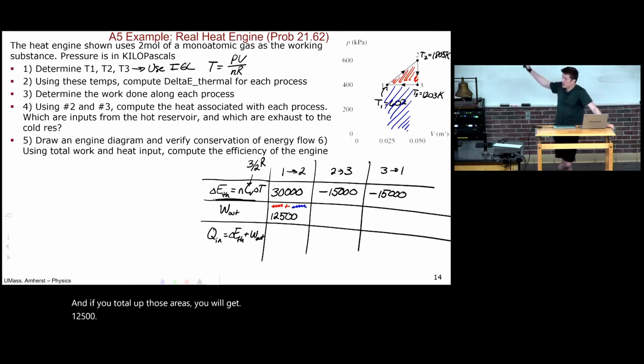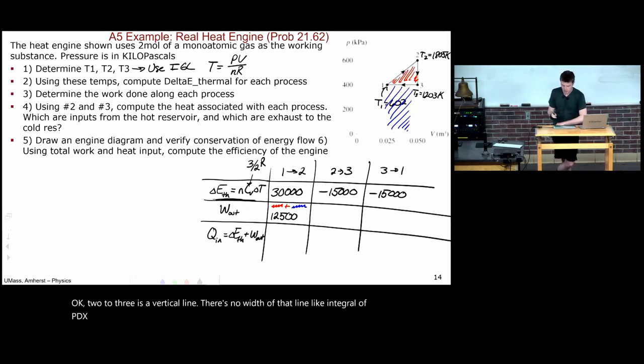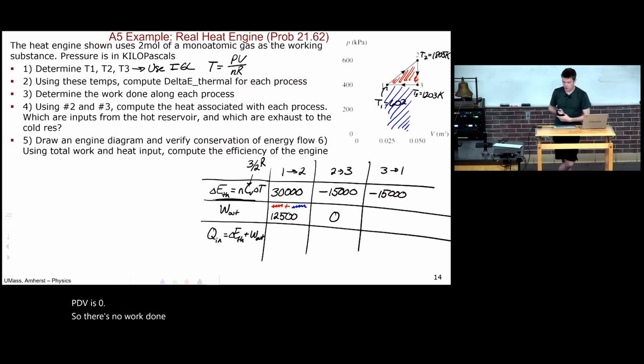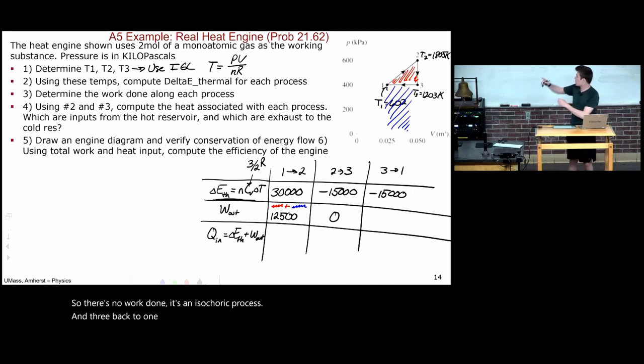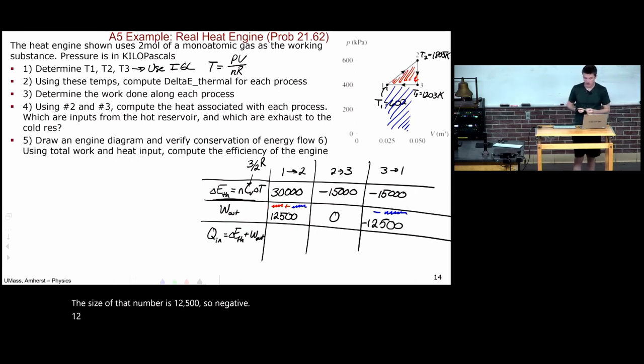Okay, 2 to 3 is a vertical line. There's no width of that line, so the integral of P dV is 0. So there's no work done. It's an isochoric process. Okay, and 3 back to 1. This graph is going right to left. So P dV gives us a negative number out. And the size of that number is the area of the blue rectangle, negative 10,000.